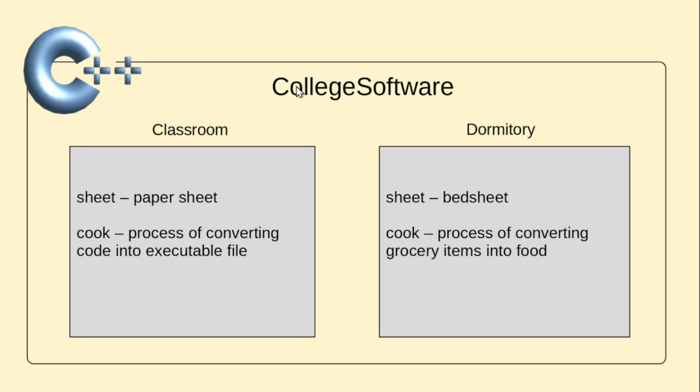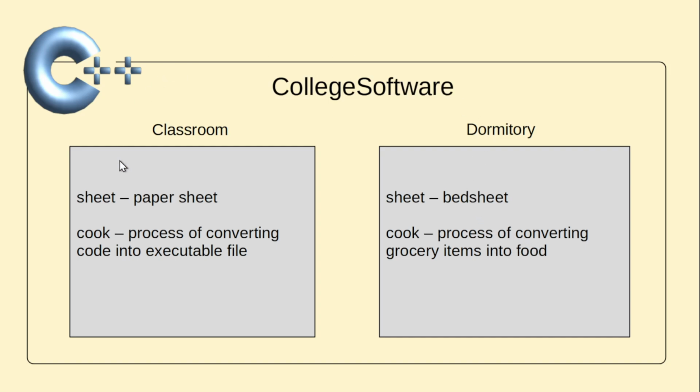For example, if you want to develop college software, then you may have a classroom component in it. You may also have a dormitory component in it. And in the classroom component, the name sheet may be used to refer to a paper sheet, a piece of paper. And in the dormitory, the same word sheet may be used to refer to bed sheet. Similarly, in classroom, the word cook can be used to refer to a function which implements the instruction for converting a code into executable file. Cook is a word that is used to refer to this process. And in the dormitory, the cook word may be used to refer to a function or the set of steps that are required to convert grocery items into food.